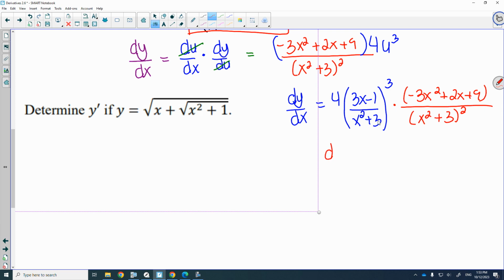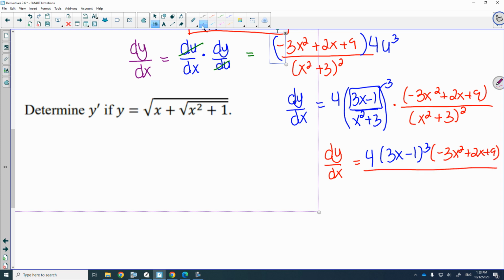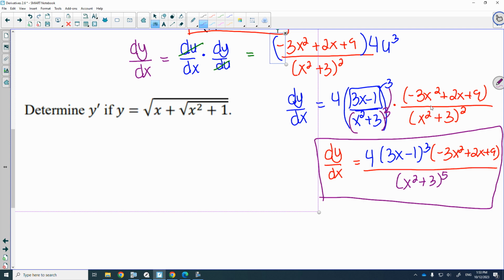So my final answer, dy over dx, I have a 4, then this binomial cubed, which would be 3x minus 1 cubed, times negative 3x squared plus 2x plus 9 all over this binomial, which is also cubed. If I add the exponents, I get x squared plus 3 to the 5. Okay, so quite complex. We're going to do one more complex one, like a standard of excellence, and we're going to use u substitution.